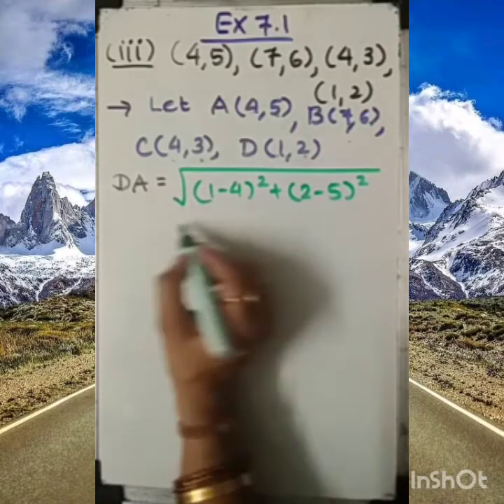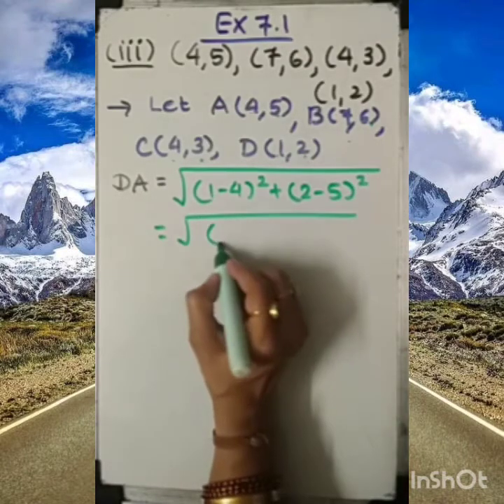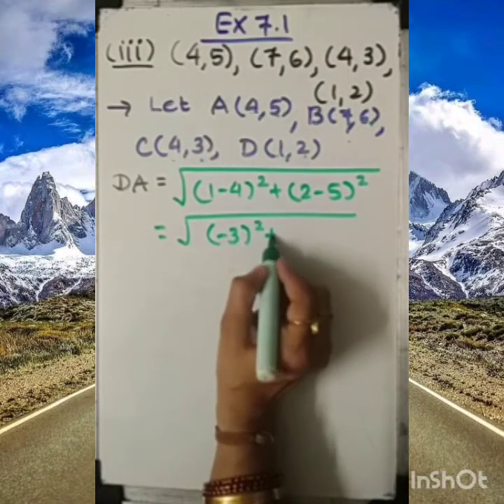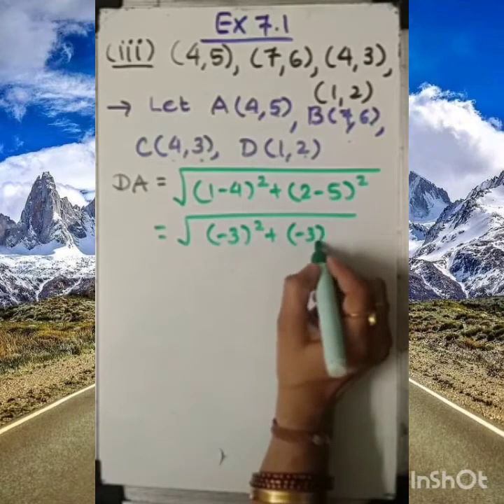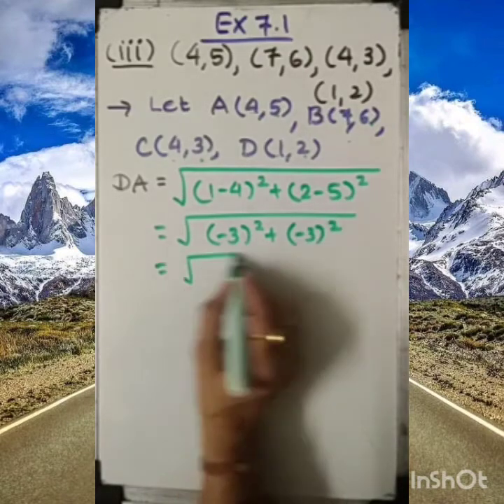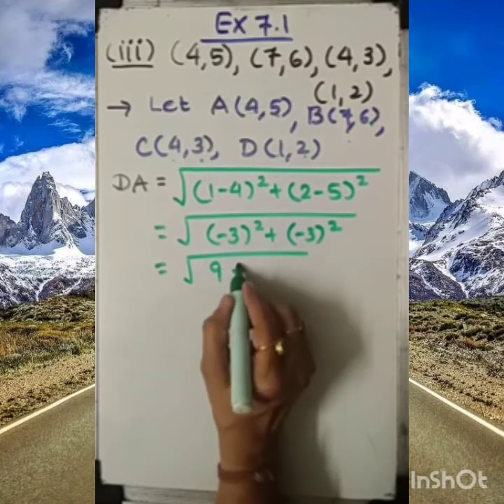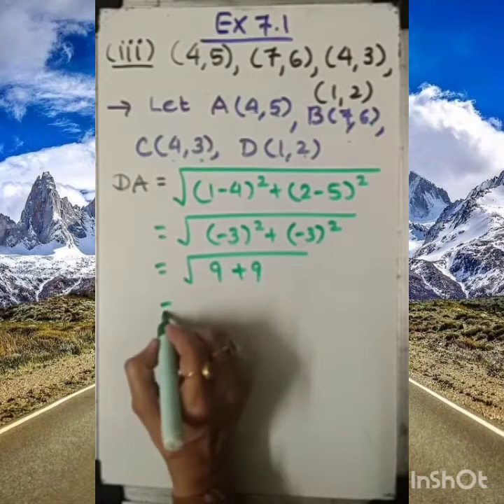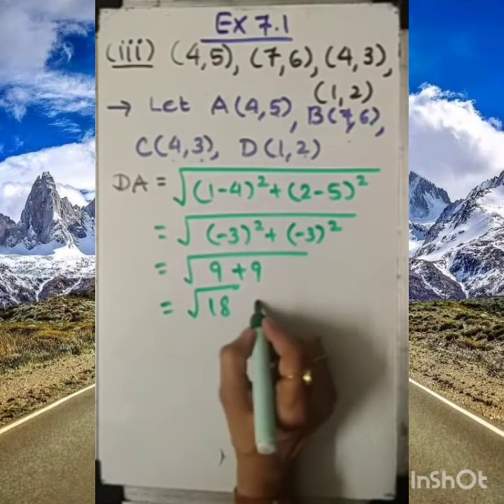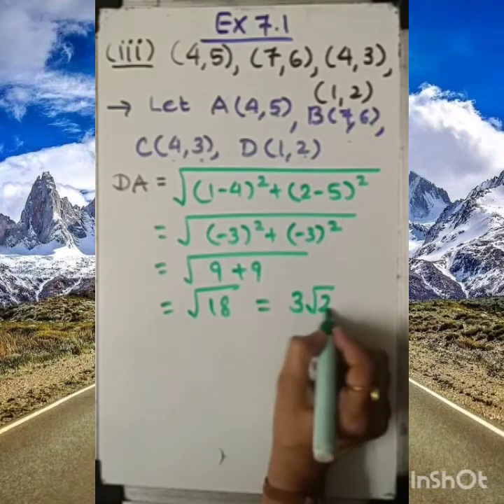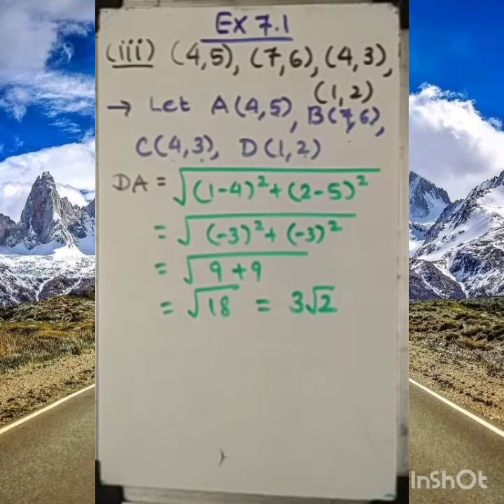1 minus 4, all of us know that is minus 3. And 2 minus 5 is also minus 3. And here minus 3 square is 9. 9 plus 9 is under root 18. And again it will be 3 root 2. Under root 18 means 3 root 2. So my dear student, successfully we have found the 4 sides, but this is not enough.